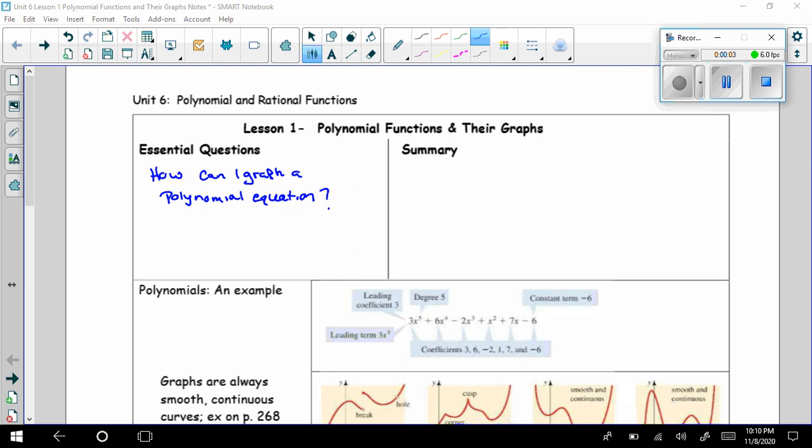Hey everyone, so we are going to begin Unit 6. So this is Lesson 1. We're going to look at polynomial functions and rational functions in this unit. So moving to higher exponents aside from just an x squared.